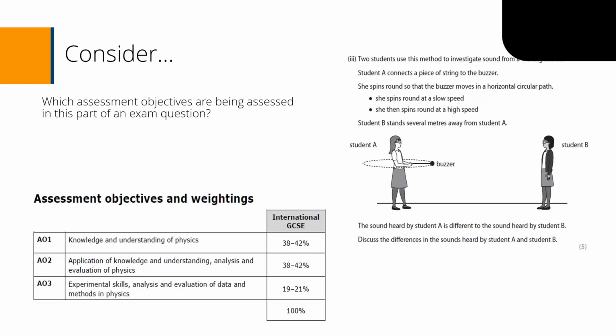The answer could be assessment of one assessment objective or 2 of them. Examiners are instructed not to try and assess all 3 assessment objectives on one question, so it could only be one assessment objective or 2 of them.